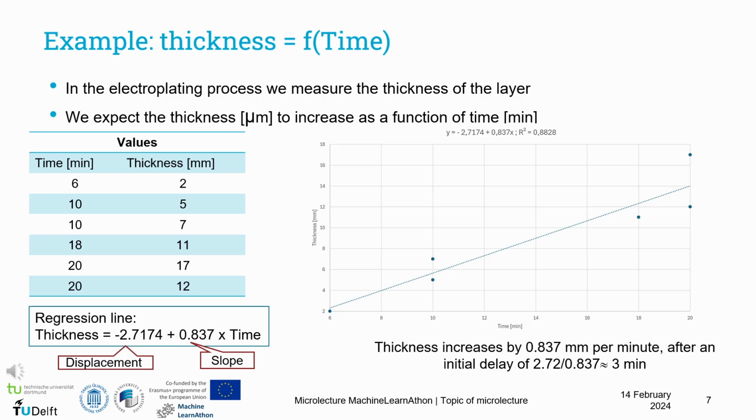In this example, we observe that layer thickness increases with time during an electroplating process. The regression equation tells us that the thickness grows about 0.83 microns per minute after an initial delay of roughly 3 minutes.